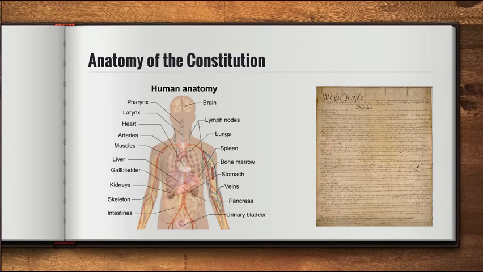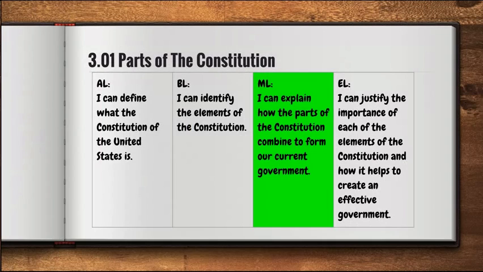So as I was saying, with Learning Target 3.01, it's all about the anatomy of the Constitution. So I tried to give a visual there. When we're thinking about anatomy, like with the human anatomy, we're thinking about all the different pieces and how they work together so that our body functions properly. When you're thinking about the anatomy of the Constitution, it's the same idea, that it's all about the different parts and pieces of the Constitution and how they work together to form our current government and hopefully an effective government.